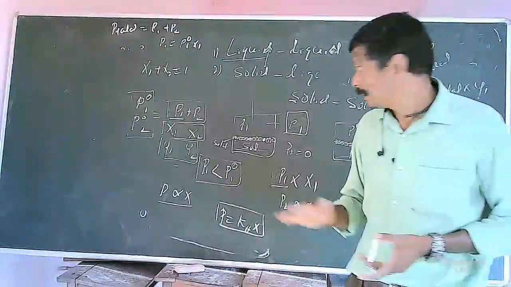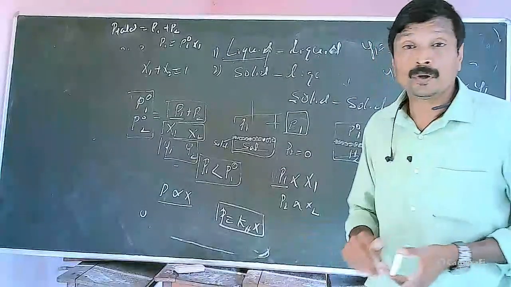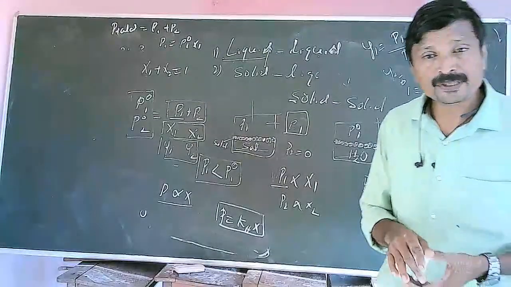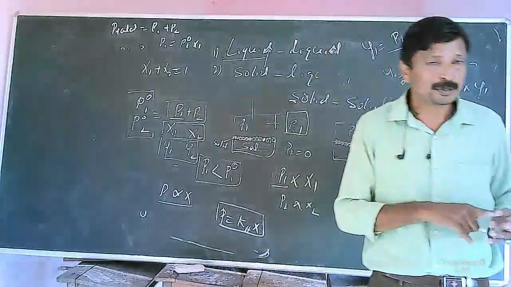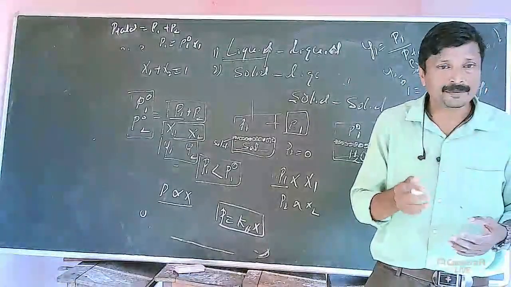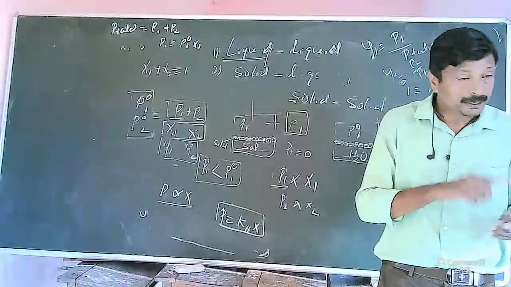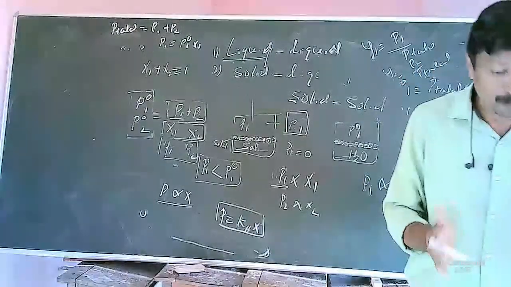See, after that finally we have discussed what? Vapor pressure. In vapor pressure we have discussed two types of solution. Already we have discussed gas and liquid in Henry's law. The liquid and liquid, what is that meaning?